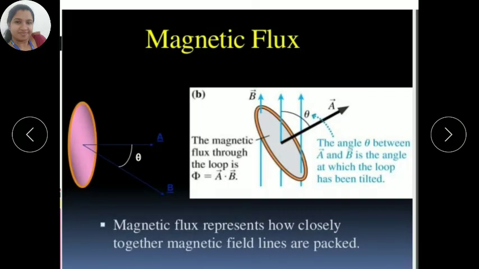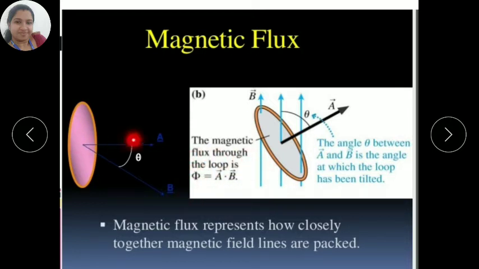Then this magnetic flux represents how closely together magnetic field lines are packed. So here we consider a circular loop of area A and its area vector is represented like this. The field lines enter through the closed surface. So the magnetic flux is mathematically represented as the dot product of this external magnetic field and the area vector, that is represented by phi is equal to A dot B.